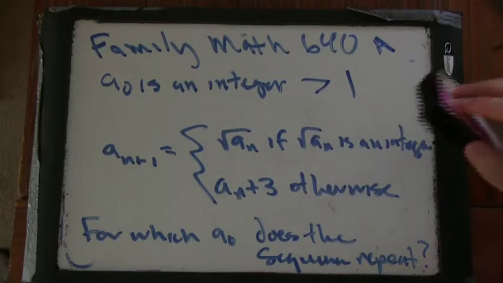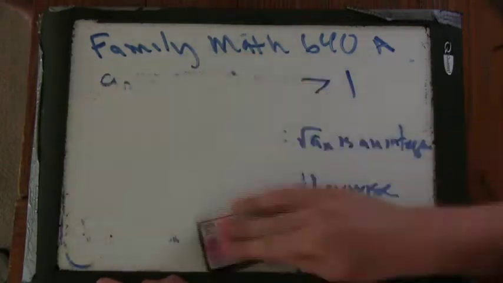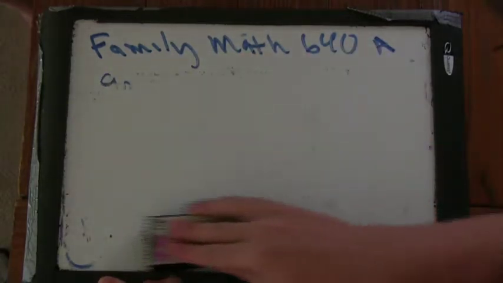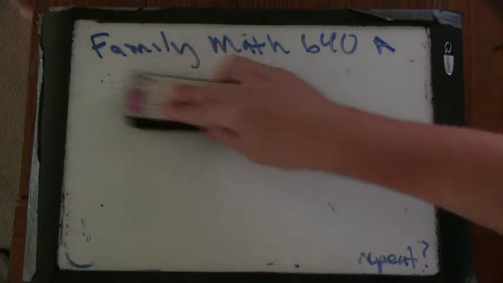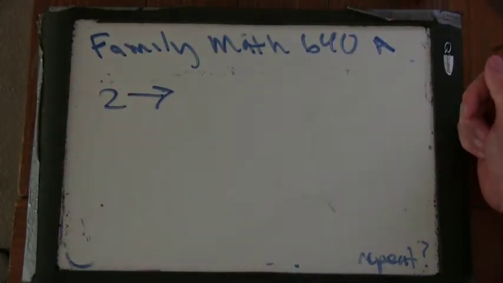Okay, so what's the first number you want to try? Let's try 2. Okay, so I'm going to have to erase the formula, but we still have it up on the computer screen in case we forget it. So the pattern is, the next number is the square root of your number if that's an integer, and if it's not an integer, you just add 3.